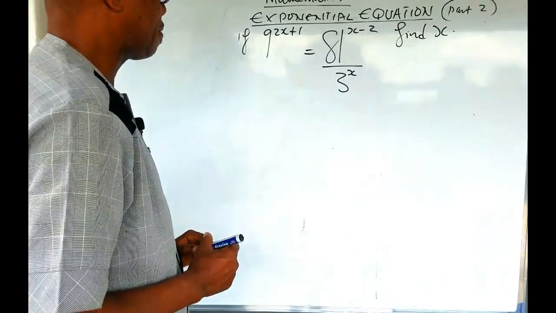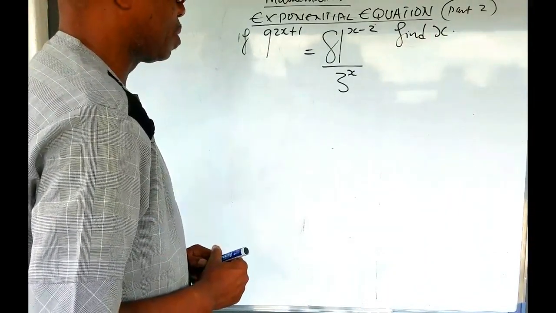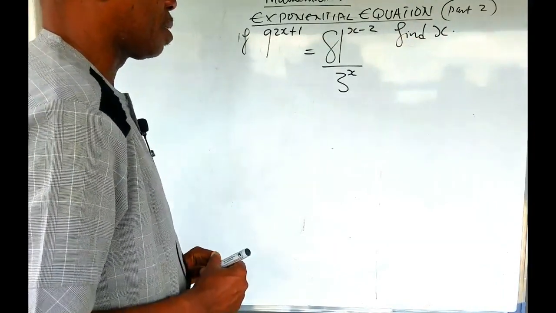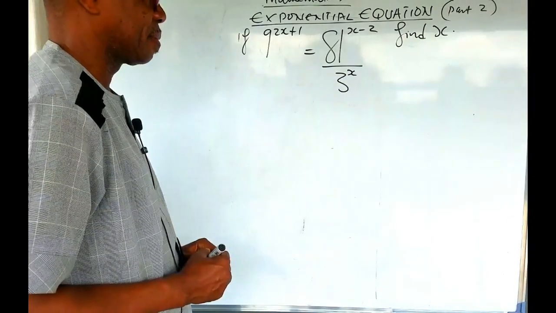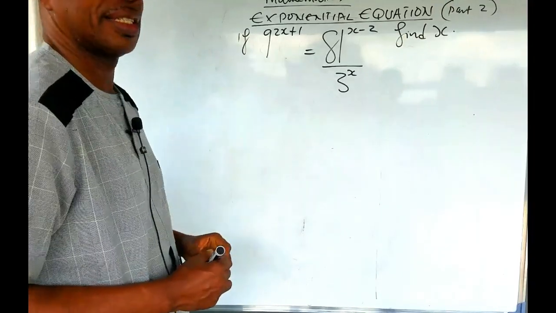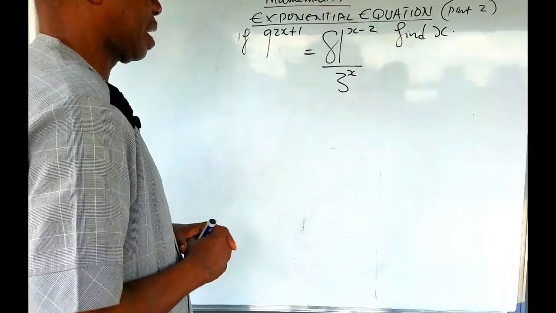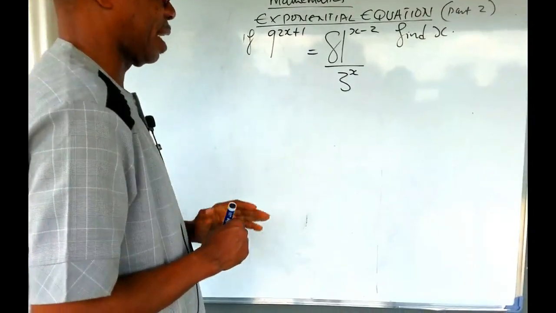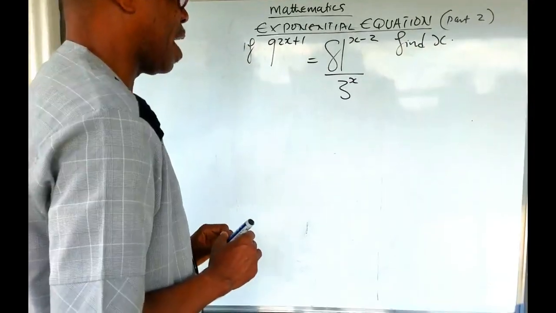This one says that if 9 raised to the power 2x plus 1 is equal to 81 raised to the power x minus 2 over 3 raised to the power x, find x. Now if you look at this question, you find out that the lowest base here is 3. And I'm going to make sure that these numbers 9 and 81 come to base 3. That's the first thing I'm going to do. So everything here will be in base 3. And then I will collect the powers and then find the value of x.